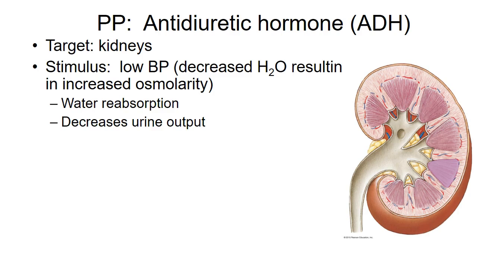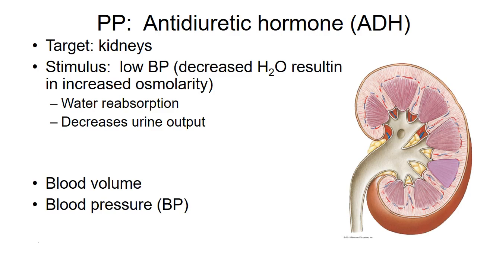Okay? So what's the target here of this hormone? It's what? Kidneys. All right? Where is it released from? So which part of the pituitary? Posterior pituitary. Okay? And then you're going to want to know also the function. All right? So if we conserve water, that means that we're going to maintain blood volume, which means that we're going to maintain blood pressure.